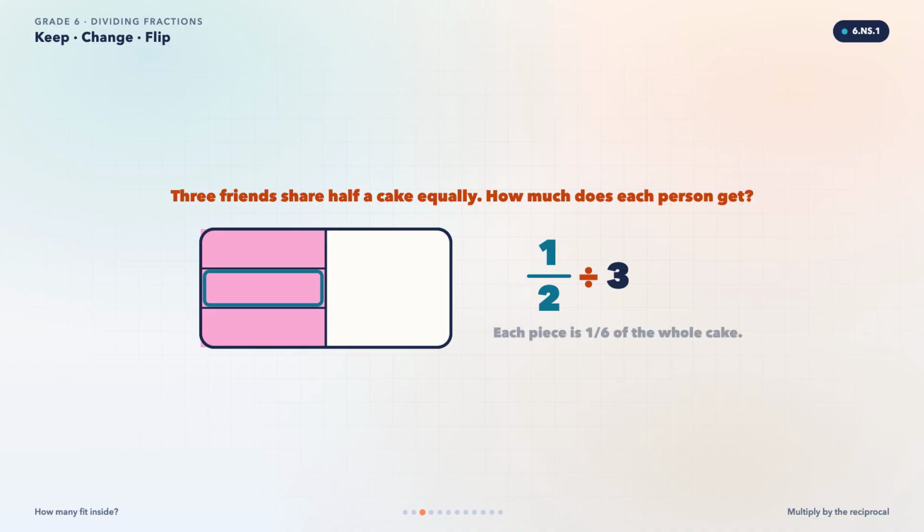We are taking 1/2 and splitting it into 3 equal groups. Each group is 1/6 of the whole. So 1/2 divided by 3 equals 1/6.